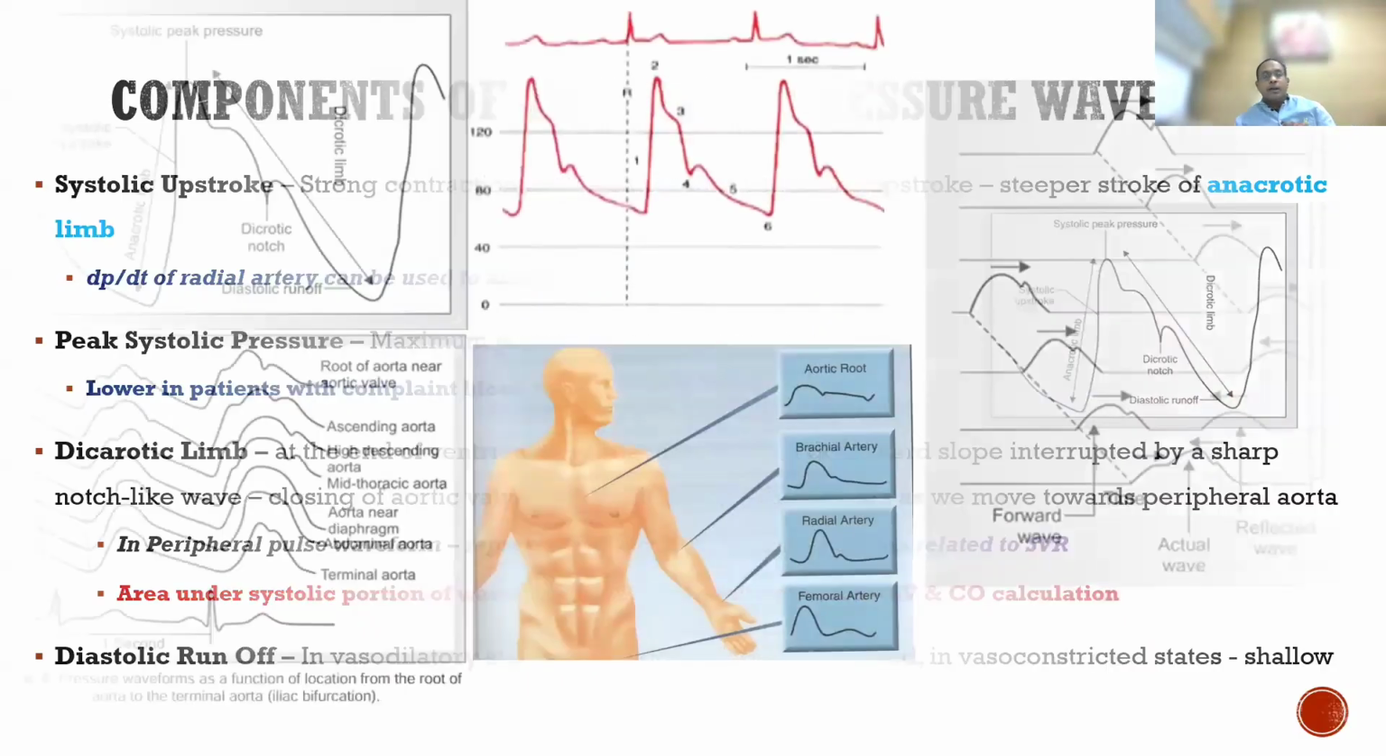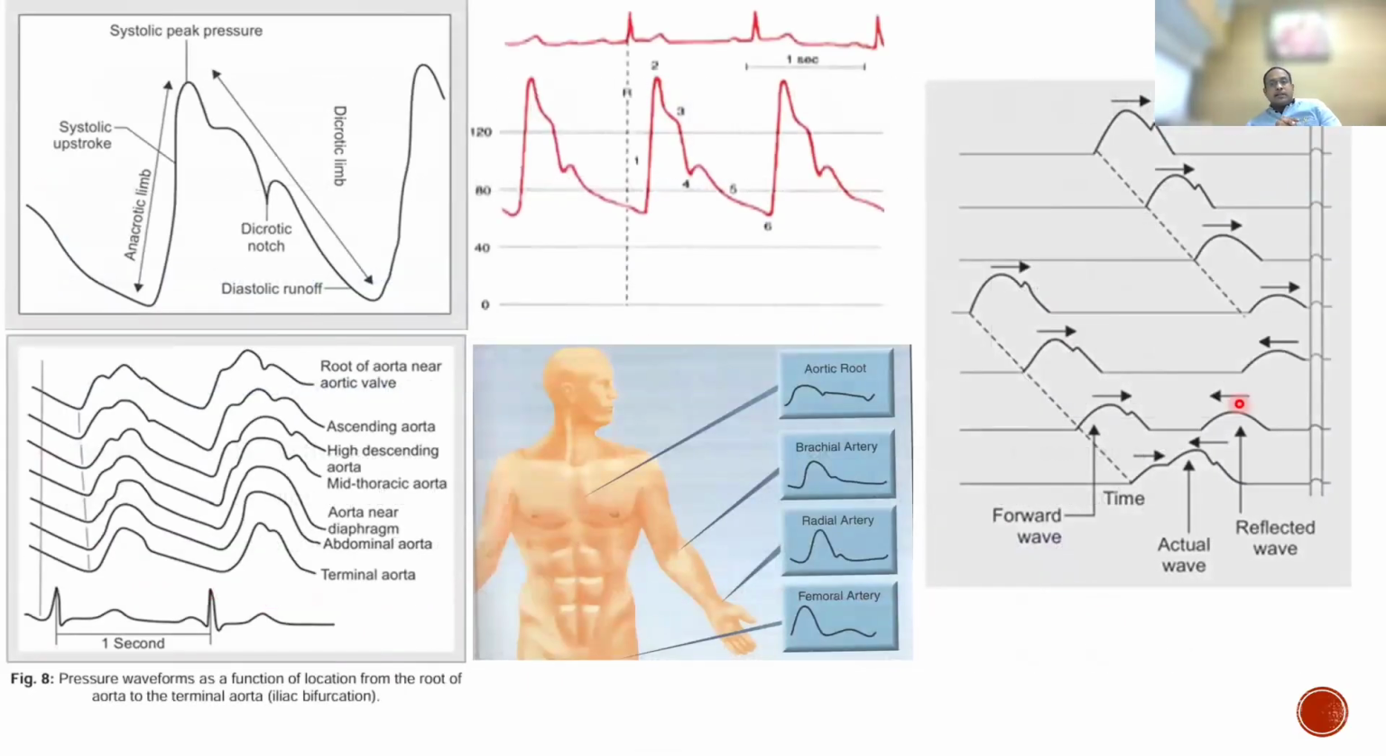About your patient. So coming into the details, as I was talking about, there is a systolic peak pressure, systolic upstroke, and diastolic runoff. This is as we move from the root of the aorta near the aortic valve to the ascending aorta, the high descending aorta, the mid thoracic aorta, and the aorta near the diaphragm. See, the dicrotic notch is disappearing, and the systolic peak pressure point is actually getting steeper. Okay, so why does this happen?